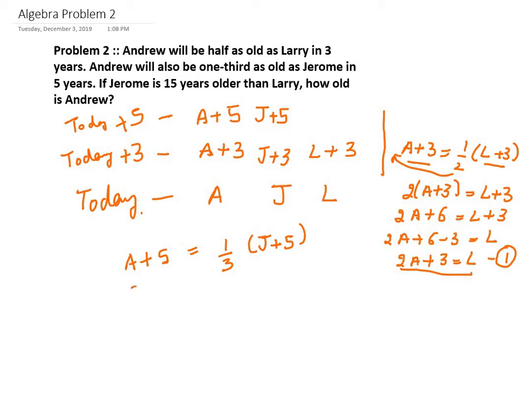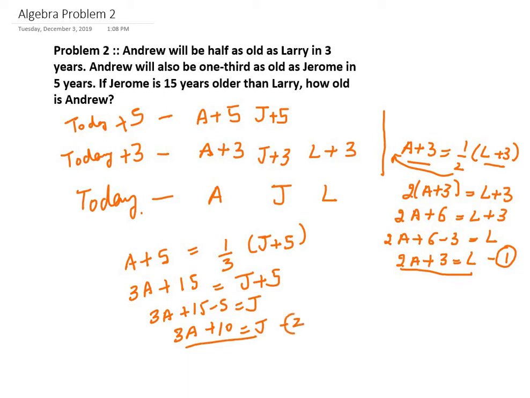Let's take 3 to the other side to simplify it. 3 times (A plus 5). Here it is dividing, here it will get multiplied. 3A plus 5 times 3, which is 15, equal to J plus 5. So if the 5 is plus here, we take it to the other side, it will subtract. 3A plus 15 minus 5, which is 10, is equal to J. So 3A plus 10 is equal to J. This is the second relationship, but we have a new variable here, J.